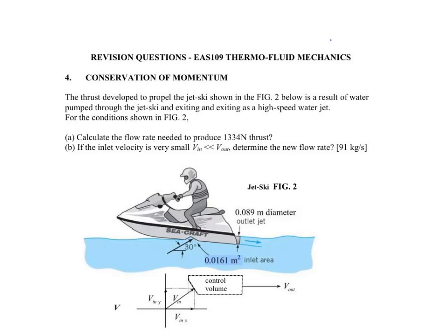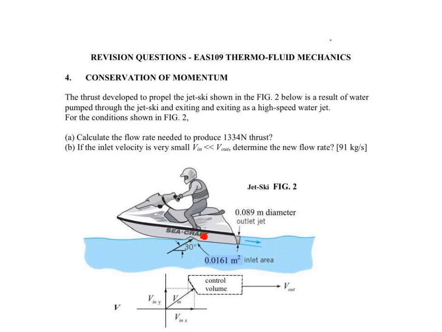We now look at a conservation of momentum problem. This is quite an interesting problem, as you can see from the diagram. According to the question, the thrust developed to propel the jet ski shown in figure 2 below is a result of water pumped through the jet ski and exiting as a high-speed water jet.